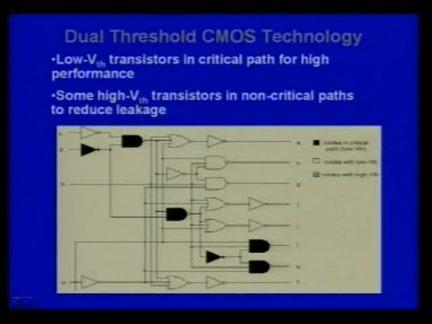What is the basic approach? Here the basic approach is again the same as dual VDD. Here what you are doing, you see some of the gates are on the critical path, and some of the gates are not on the critical path. These gates which are in dark color are on the critical path, and these gates are not on the critical path.